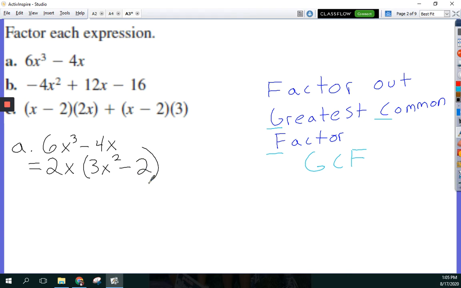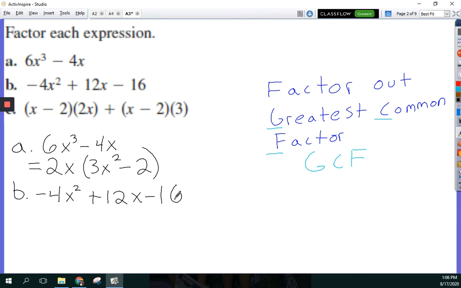We always want to check and make sure that we cannot factor any further. 3 and 2 do not share any common factors besides 1. It is a binomial because we have two terms, and we do have an x squared there, but none of those are perfect squares, so we can't use our perfect square formula, which we will be going over in just a few minutes.